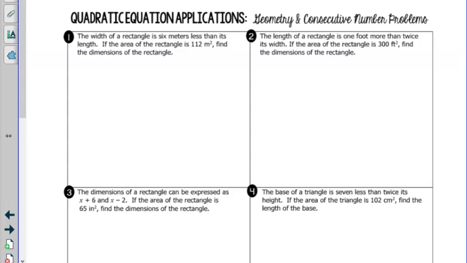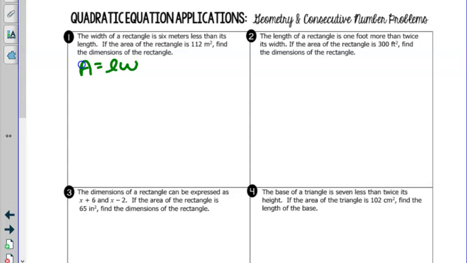For number 1, it says the width of a rectangle is 6 meters less than its length. The area of the rectangle is 112. Find the dimensions of the rectangle. First, what's the area formula for a rectangle? Base times height, or they're using length and width, so I'm going to call it length times width.